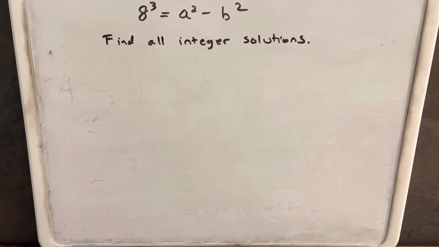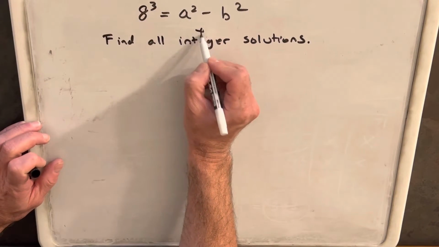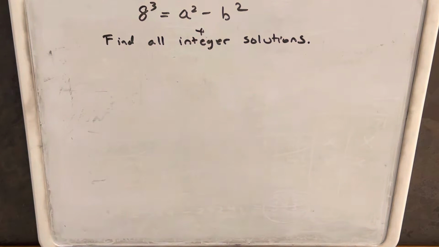Hi, so I have a problem on the board. We have a cubed equals a squared minus b squared, and we have to find all integer solutions. It's actually going to be positive integers. So we need to find all positive integer solutions for a and b.